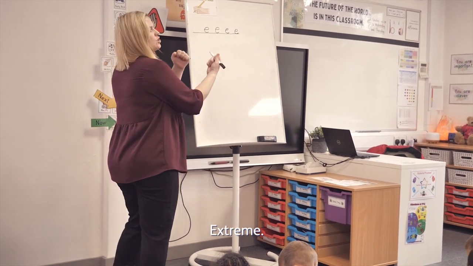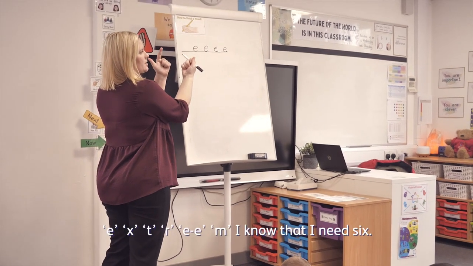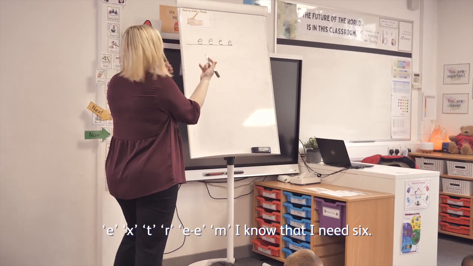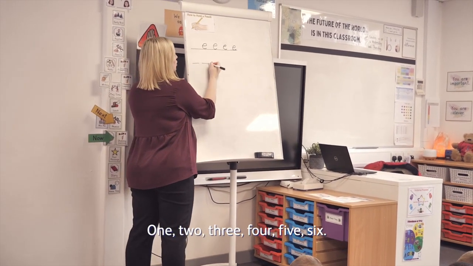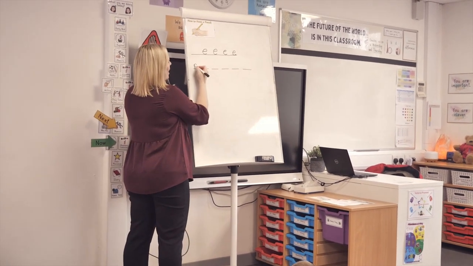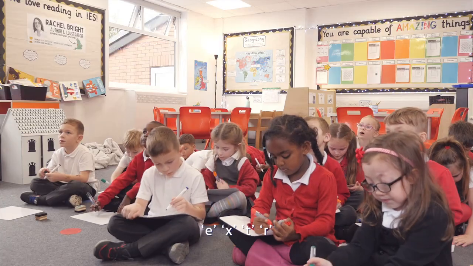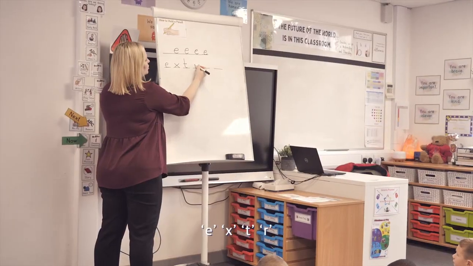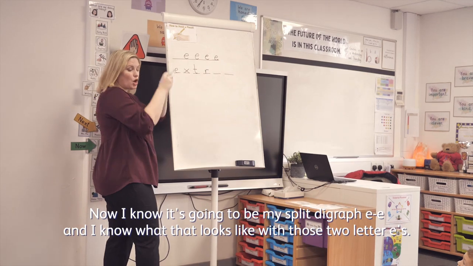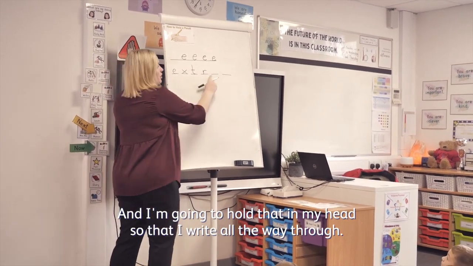Extreme. So first I'm going to think about how many sounds in extreme. E, x, t, r, e, m. I know that I need 6. 1, 2, 3, 4, 5, 6. Now I know it's going to be my split digraph E, and I know what that looks like with those 2 letter E's, and I'm going to hold that in my head so that I write all the way through.